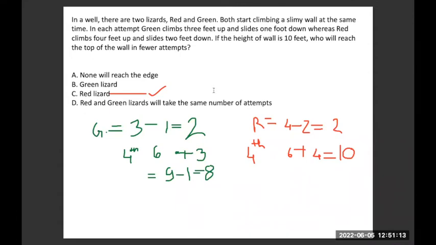This is a little bit tricky. Just by the first equation, when you place both together, you will say, okay, 2 feet, 2 feet, which means that both the lizards will reach at the same attempt. You really have to break down the 10 feet height. There's a reason why the 10 feet height of the wall was given. You have to break it down in terms of the attempts made by both of them. That's where the 10 feet helps you. Okay, let's move to the next one then.